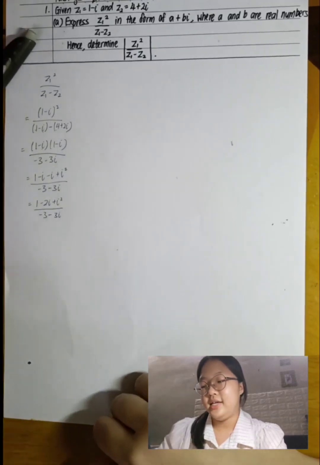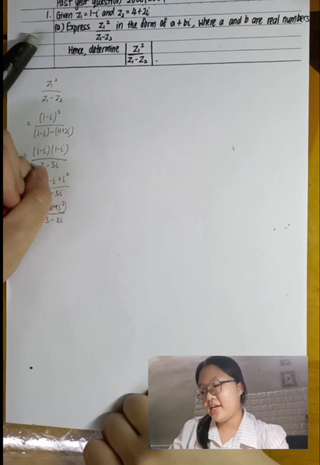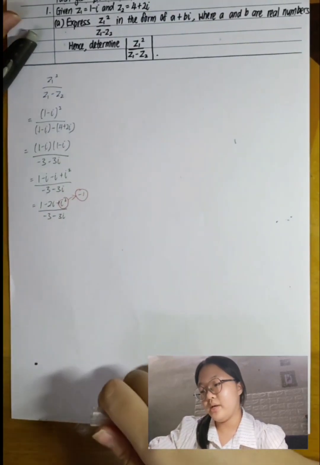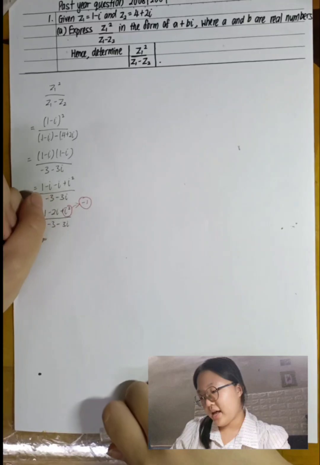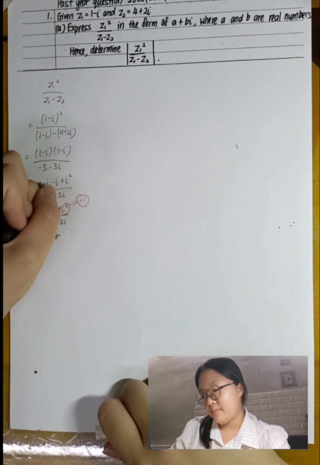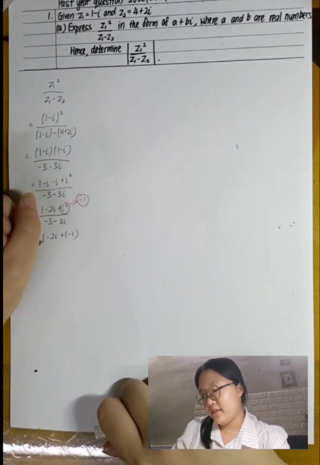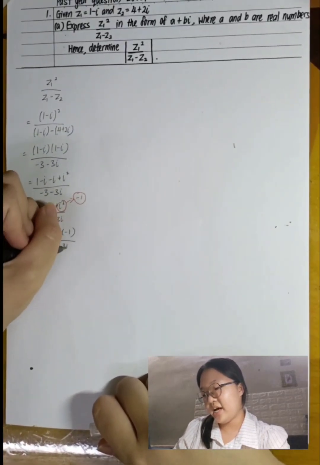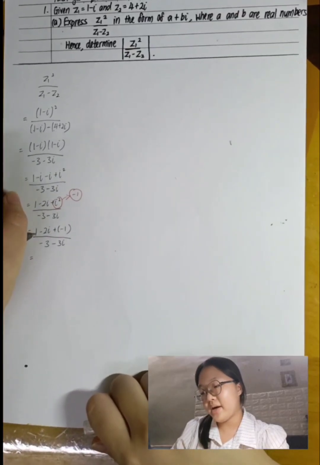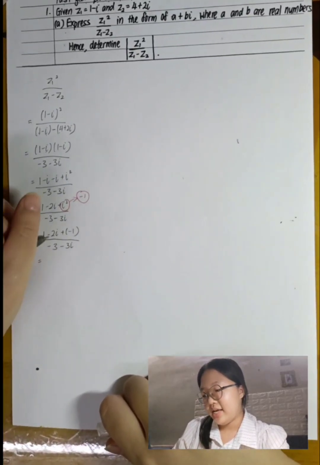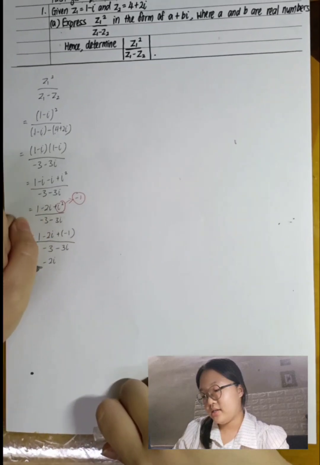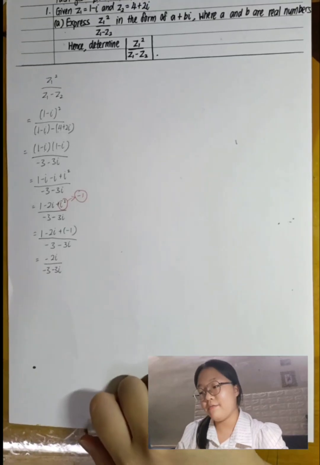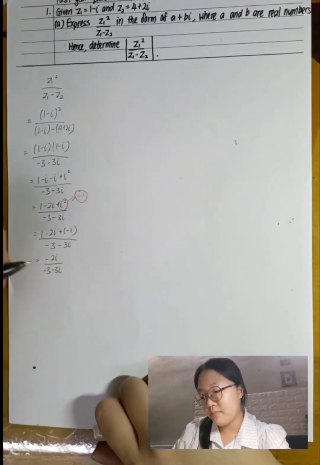So i squared is actually equals to negative 1. So 1 minus 2i plus negative 1, divided by negative 3 minus 3i. 1 minus 1 is equals to 0. Negative 2i divided by negative 3 minus 3i. So for your information, the i cannot be below the fraction.